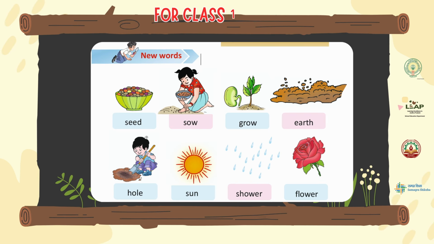The main purpose of showing this rhyme in this video is to observe the pronunciation of the keywords that are there in this rhyme, like seed, sow, grow, earth, hole, sun, shower, flower. All these are new words that are there in our textbook also, and you can see these words and the image related to these words on screen also.